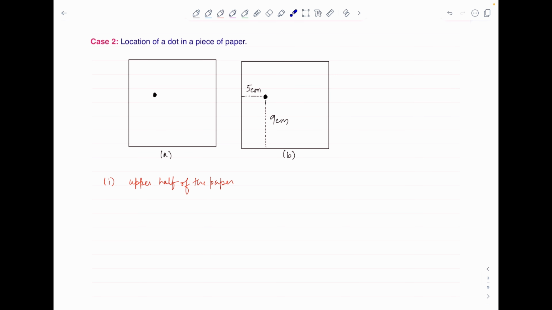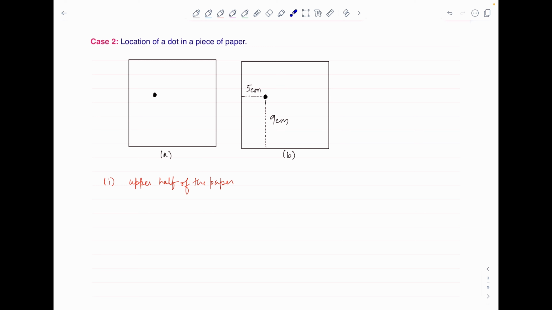So I told you to find the location of the dot on the paper. So what did you do? You divided the paper into 2 halves, and you said that yes, sir, this is not in the bottom half, the dot is in the upper half of the paper. Then I told you, tell me the precise location of the dot on the paper.